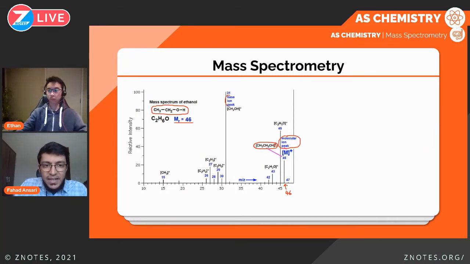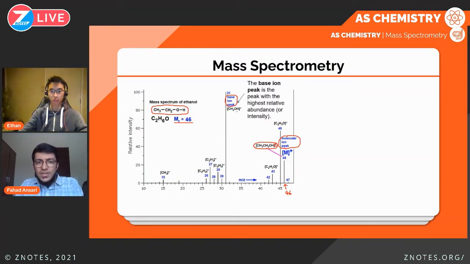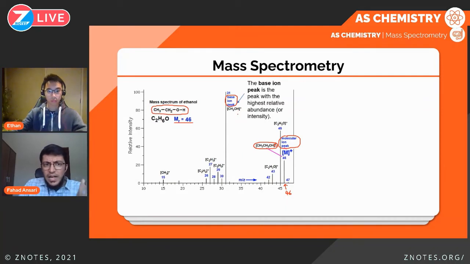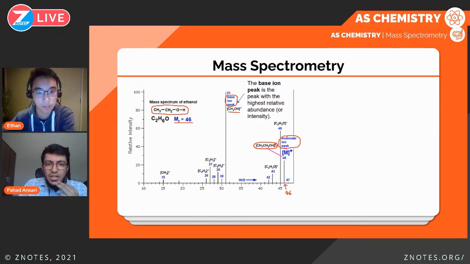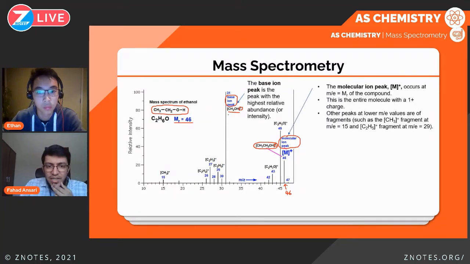here, which is called the base ion peak. Now, the base ion peak is not really that important as far as the Cambridge AS syllabus is concerned, but the base ion peak is just the peak with the highest relative abundance. And for ethanol, it so happens that it is the CH2OH fragment with a positive charge that results in this particular peak with the highest abundance. We've already discussed the molecular ion peak, and we have other peaks as well with fragments.